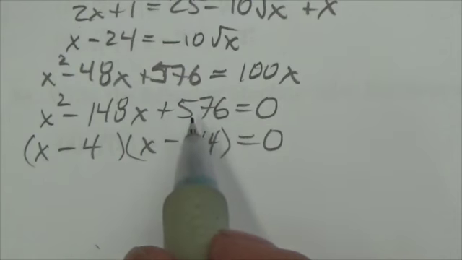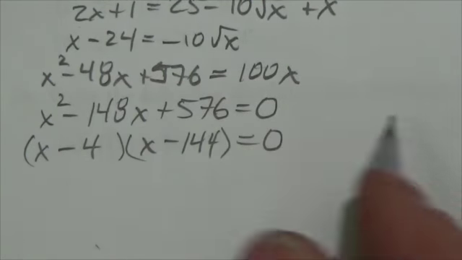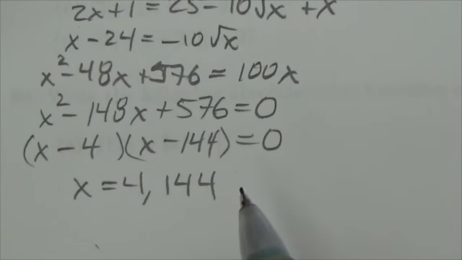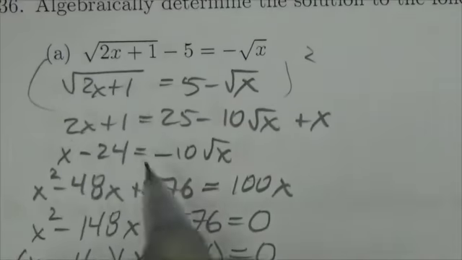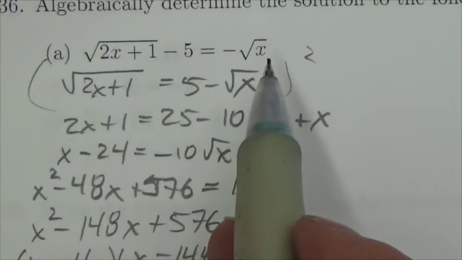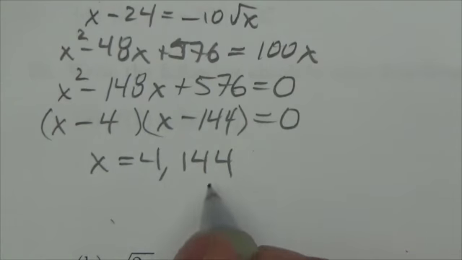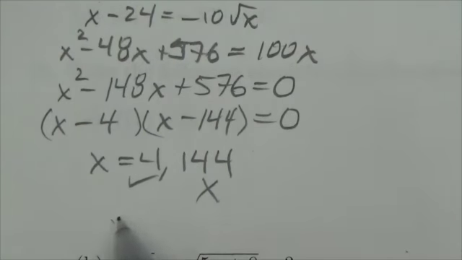by splitting that 576 into negative 4 and negative 144, which means my two possible roots here are positive 4 and positive 144. Now you got to check these by putting those back into the equation here. Okay, and the truth is, and I've already done this, I know that 144 doesn't work and that x equals 4 does work. So the answer is 4.